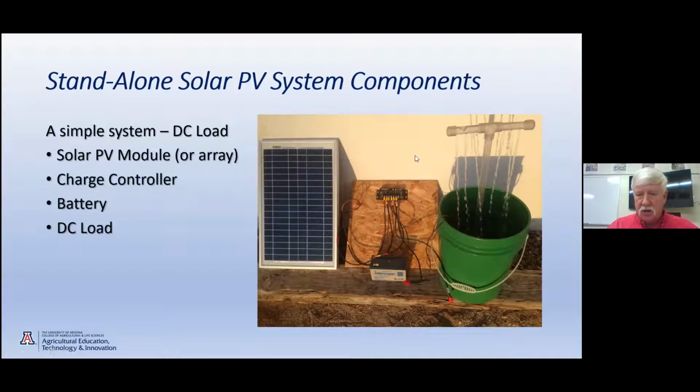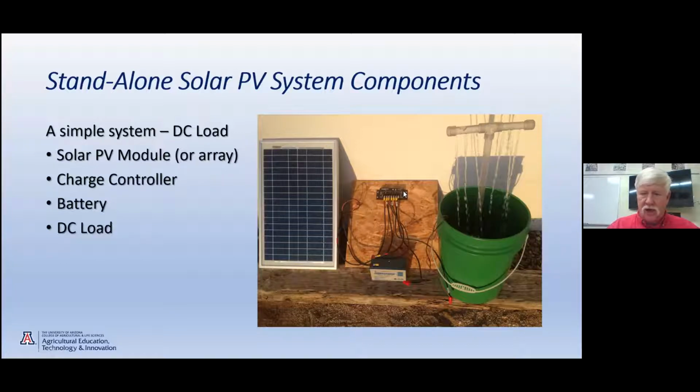So in this particular illustration here, we have a 20-watt solar module. We have a charge controller rated for up to 10 amps of electrical current. We have a storage battery. This one happens to be about 7.5 amps. And then our load here is actually a bilge pump. It's in the bottom of a bucket and it's powering a fountain. So this is a very simple system, a very simple load system.